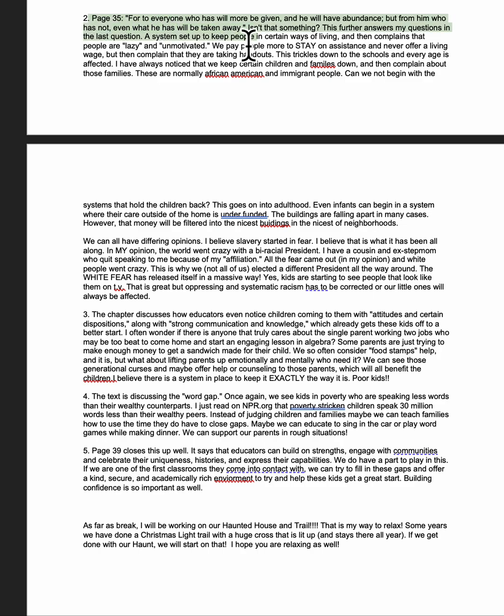Okay, on page 35, this would be in that same chapter. This further answers my question: a system set up to keep people in certain ways of living and then complains that people are lazy and unmotivated. Yes, all of that is true.